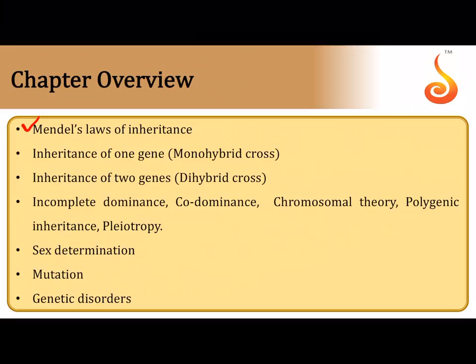We have done the inheritance of one gene, substantiated by Mendel's monohybrid cross, inheritance of two genes, dihybrid cross, and several deviations from Mendelism like incomplete dominance, codominance, chromosomal theory, polygenic inheritance, and pleiotropy, followed by which we will be learning about sex determination, mutation, and we will end with a set of gene and chromosomal disorders which is put under the title the genetic disorders.